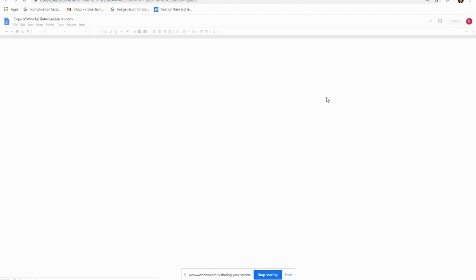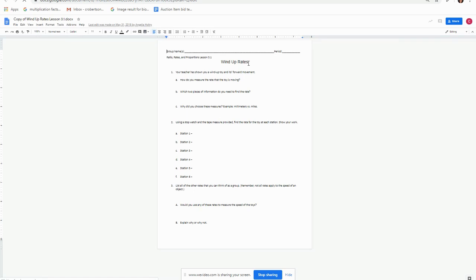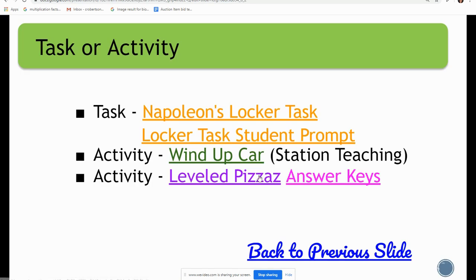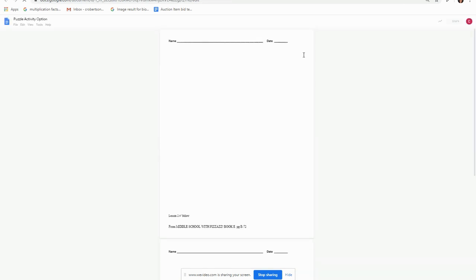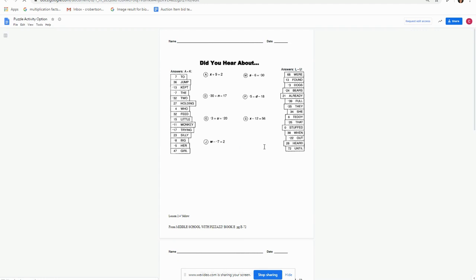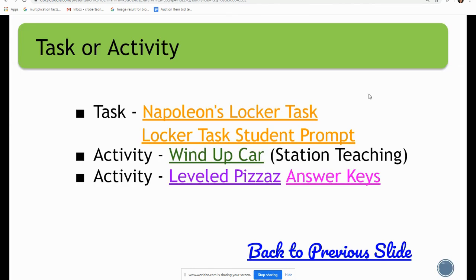Another kind of activity is one where for rate, they would have different stations and they'd have different little trucks and jumping rabbits and things moving at different speeds, and try to figure out how they could measure how fast each of those were moving. Another one is just a puzzle. We break into 3 groups, they solve the puzzle, and then they work together trying to put the puzzle together and solve it. It's kind of a fun activity too.